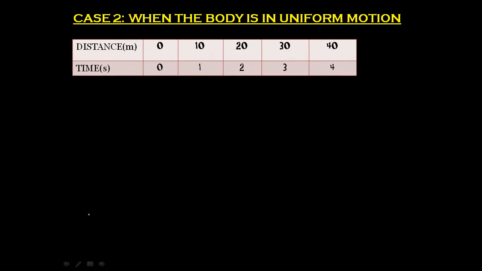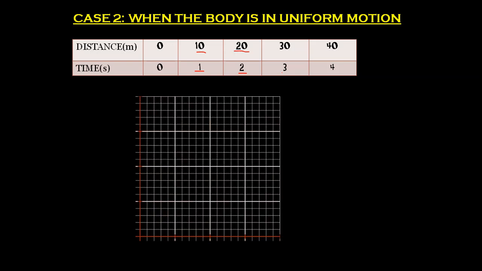Now, case 2. When the body is in uniform motion. This is a table. At 1 second, object travels a distance of 10 meters. At 2 seconds, it travels 20 meters. Means at equal interval of time of 1 second, the object travels 10 meters each. So the body is in uniform motion. We can conclude this from this table only. Now we will study its graph.